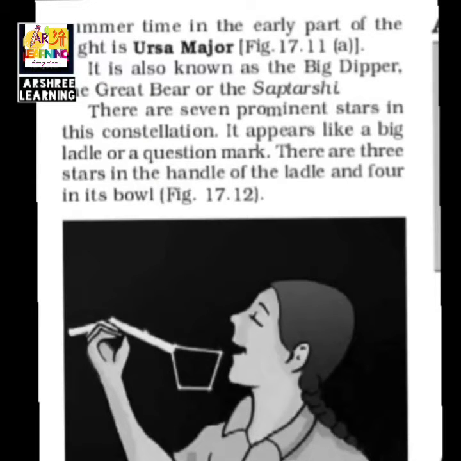Now, Ursa Major is the first constellation. It is seen in the early part of the night, and it is seen during the summers. It is also known as Big Dipper, the Great Bear, or the Saptarishi. Saptarishi is the Indian name, and it is made up of 7 main stars. There are 7 prominent stars, which are visible from the earth as the main stars.